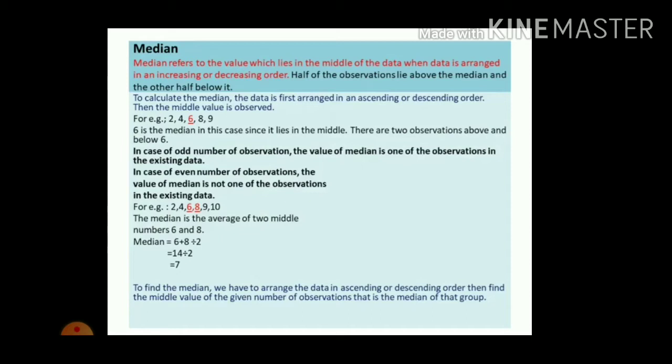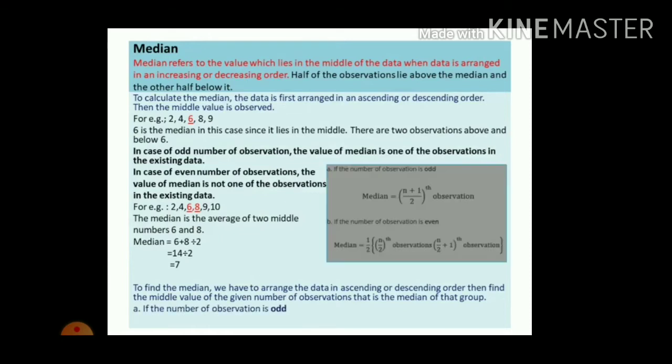So basically, the formula to find the median is as follows. Whenever there are an odd number of observations, the observation which is present at the (n plus 1) divided by 2 position will be the median.